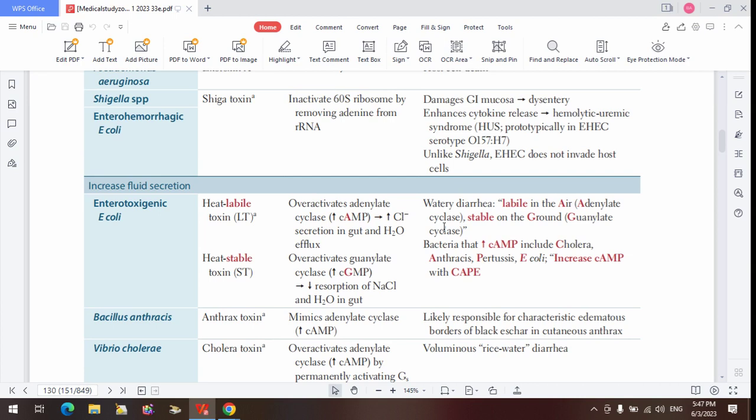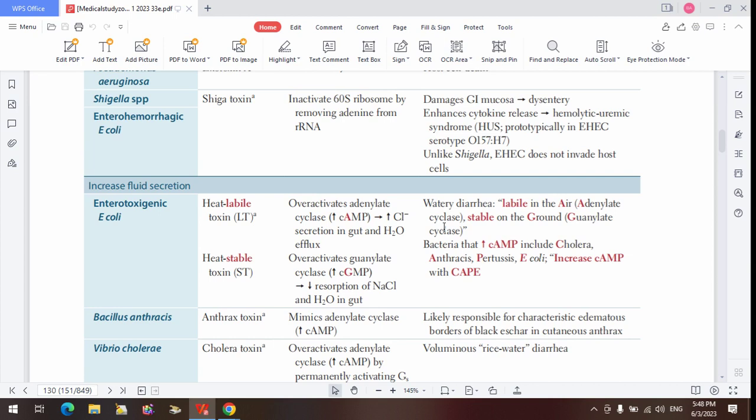The heat-stable toxin stimulates guanylate cyclase. Guanylate cyclase produces cGMP, not cAMP. cGMP, to me, is a molecule that calms something down. It kind of stabilizes. So what it does is reduce reabsorption from the lumen into the epithelial cells.